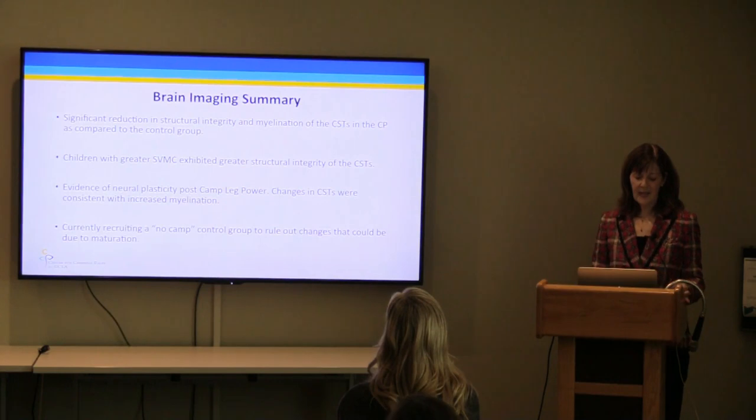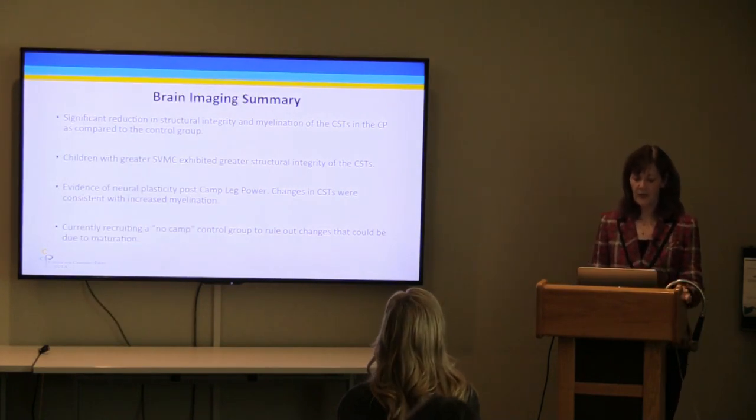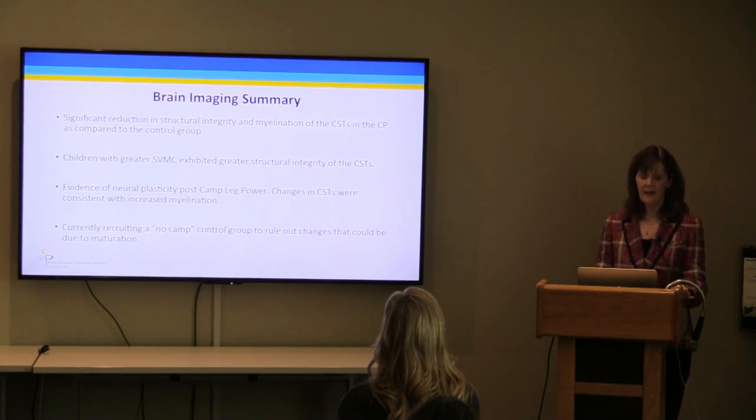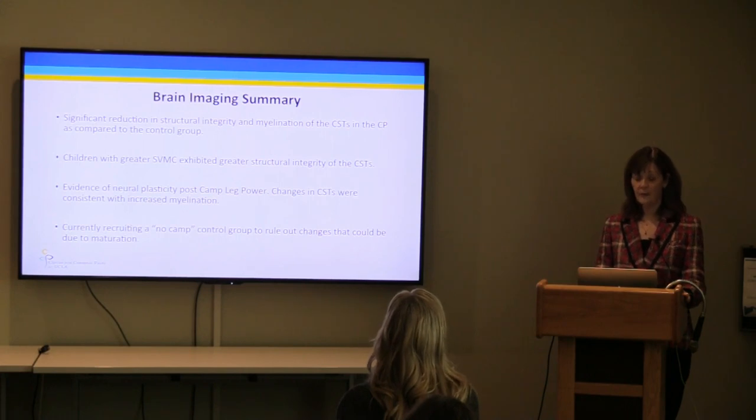So our summary is that we found significant reduction in structural integrity and myelination of the corticospinal tracts in the cerebral palsy group as compared to our typically developing control group. Children with greater selective motor control exhibited greater structural integrity of the corticospinal tracts. We found evidence of neuroplasticity following our Camp Leg Power, and the changes in the corticospinal tracts were consistent with increased myelination.